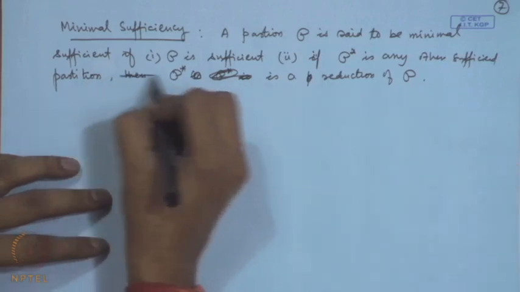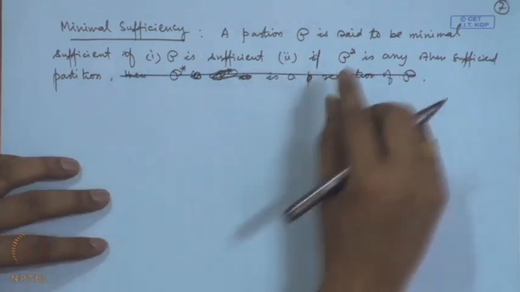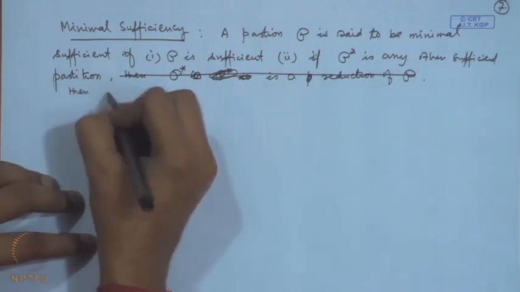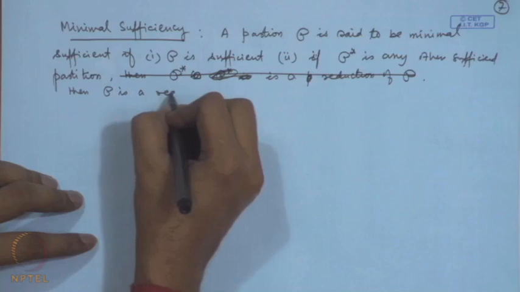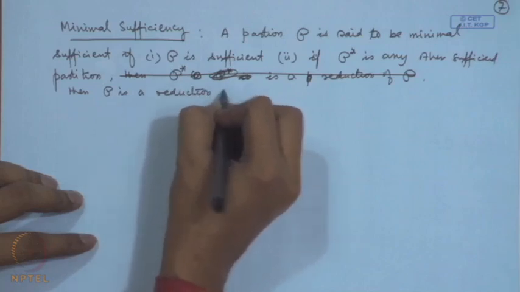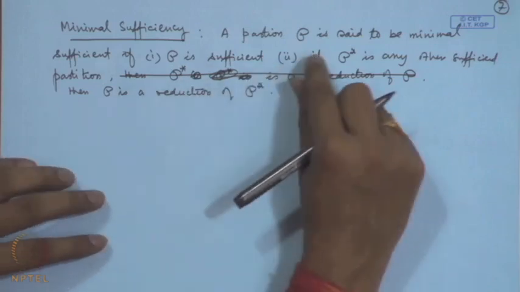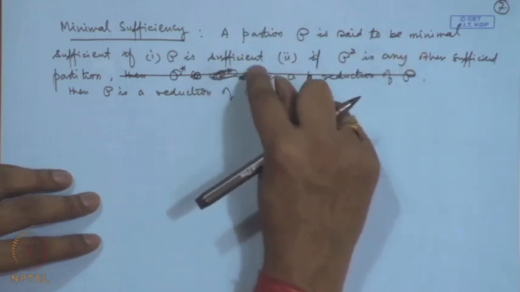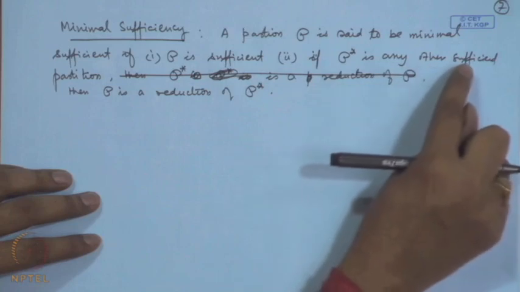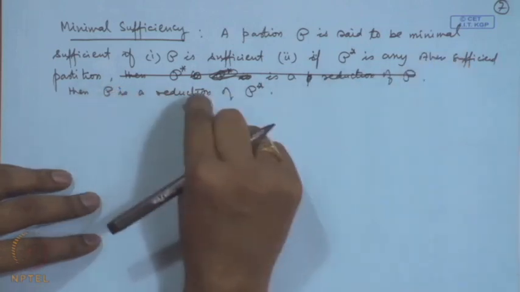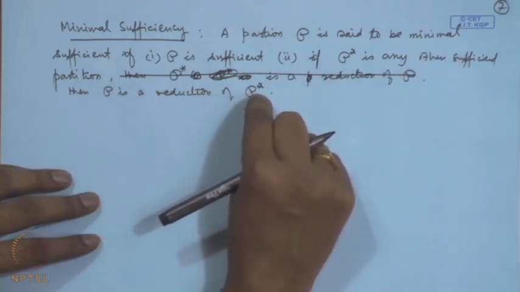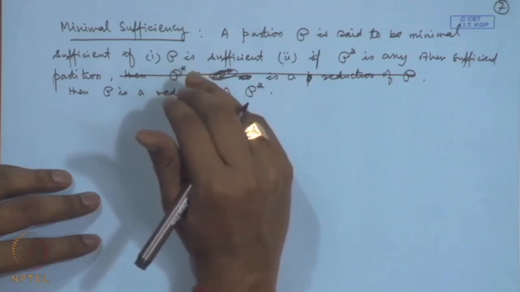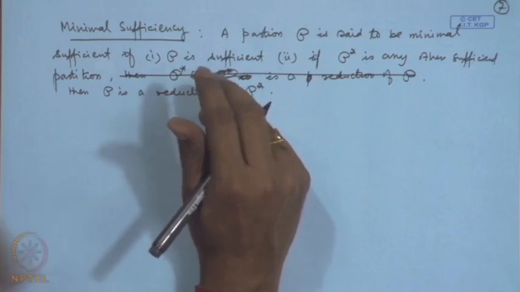No, I am sorry, this is written wrongly. If P star is any other sufficient partition, then P is a reduction of P star. So, let me explain. We will call it minimal sufficient partition if first of all this should be sufficient partition, and if there is any other sufficient partition, then this should be a reduction of that. That is why this is the maximal reduction, or we say that it is a minimal sufficient partition.